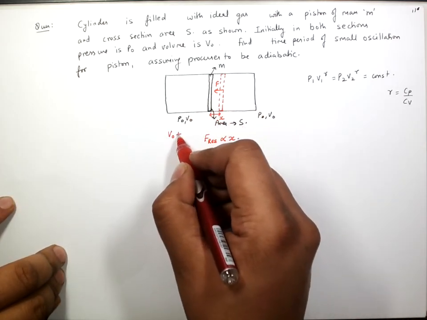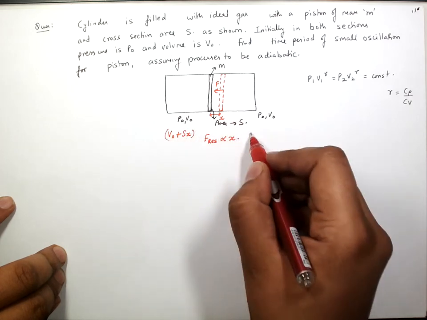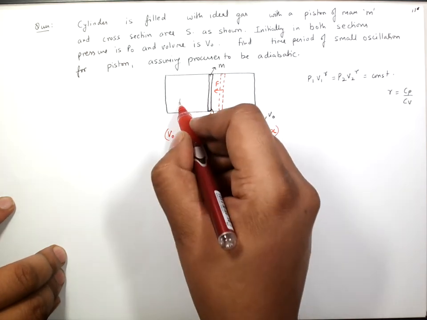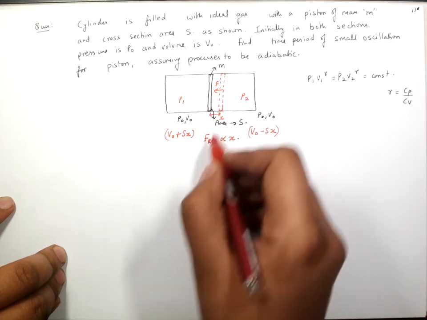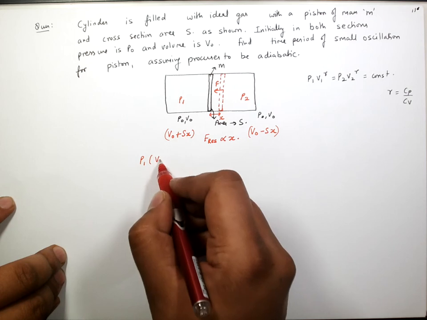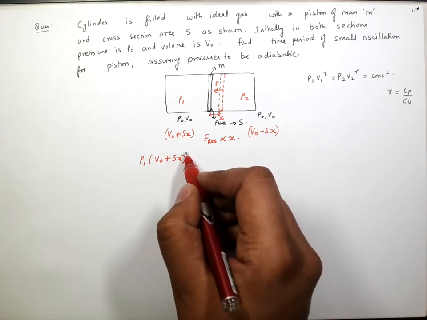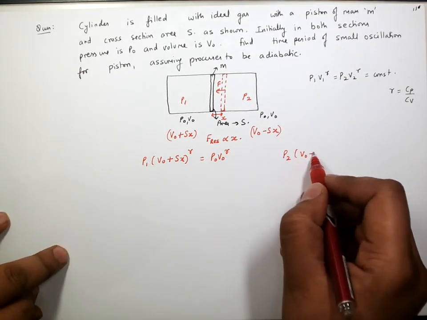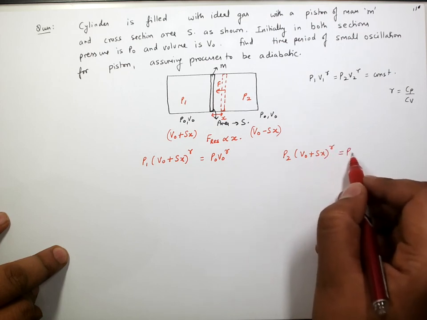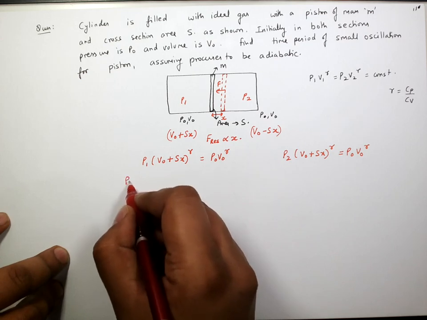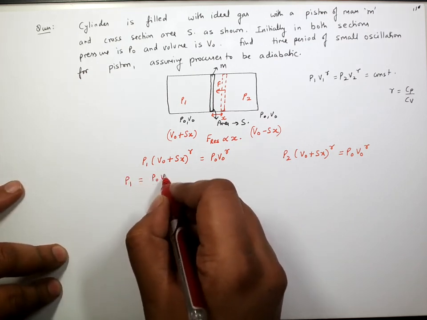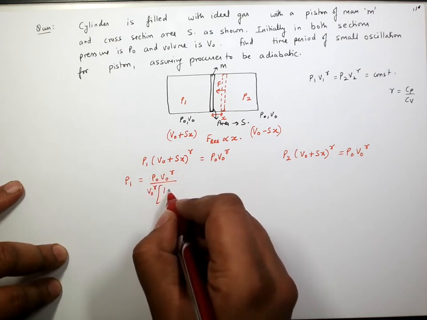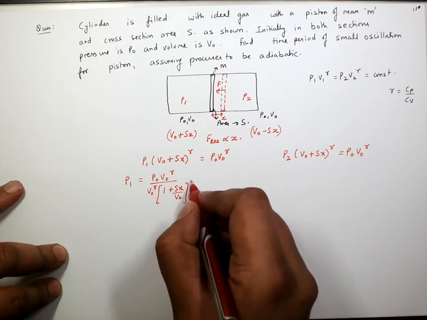Now let us see what the volume in each region would be after the piston has been displaced. The volume will be V0 plus Sx in this region, and V0 minus Sx in the other region. Let the pressures be P1 and P2, the final pressures. So P1 (V0 plus Sx)^gamma is equal to P0 V0^gamma, and P2 (V0 minus Sx)^gamma is equal to P0 V0^gamma. So P1 is equal to P0 V0^gamma divided by, taking V0 outside, V0^gamma (1 plus Sx upon V0)^gamma.